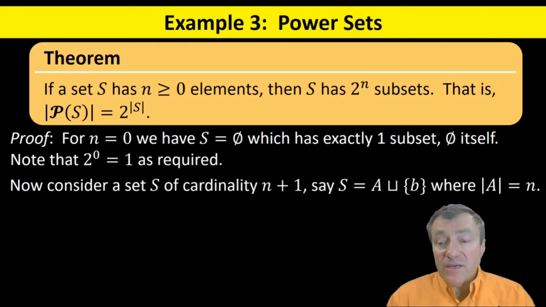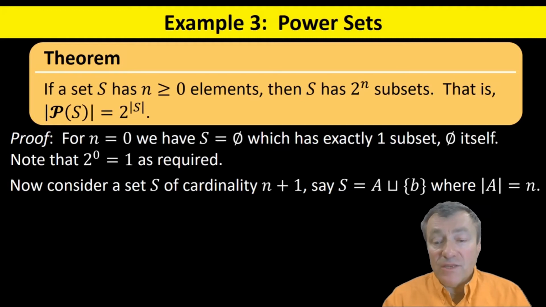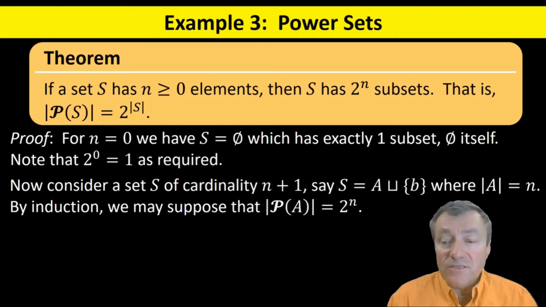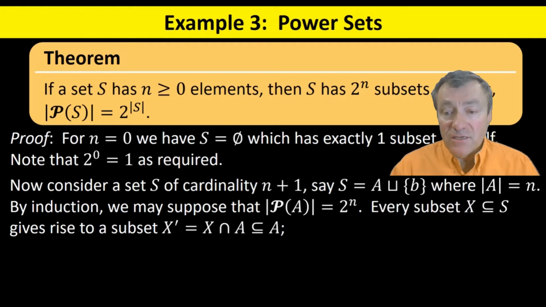Now consider the inductive step. We have a set S, let's say with n plus 1 elements. We can partition our set S with n plus 1 elements into a subset A having n elements, disjoint union, a singleton set with one element B. So the set A has n elements. That means by the inductive hypothesis, it has exactly 2 to the n subsets.